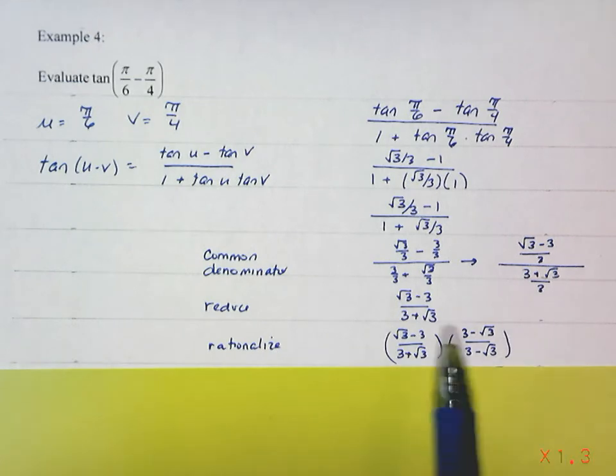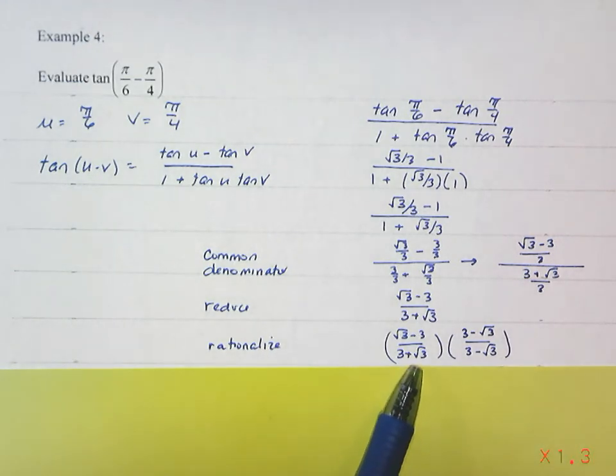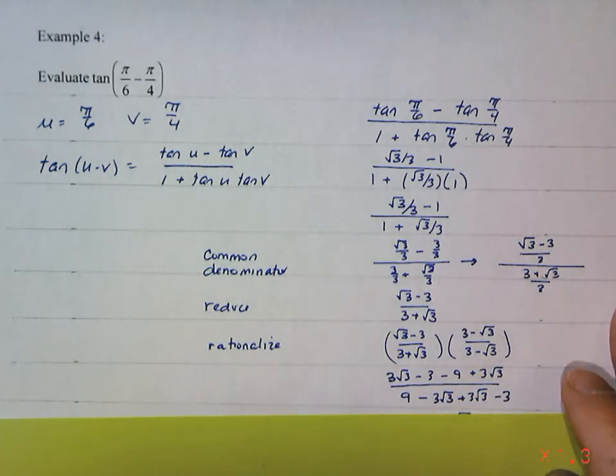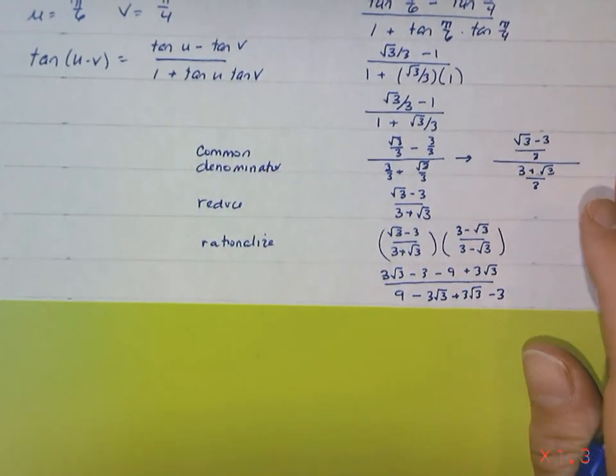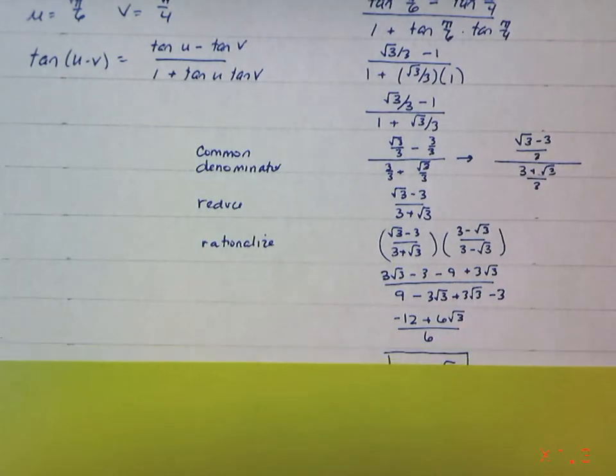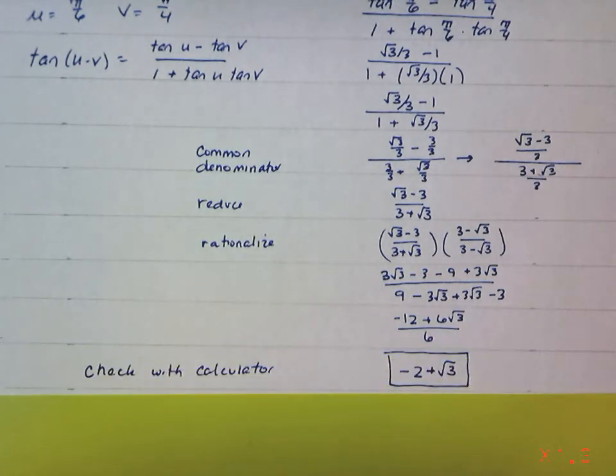I can then rationalize the denominator by multiplying by the conjugate of the denominator. There's all my multiplication. I clean up, combine like terms, and then I simplify. And then I would check it with my calculator to make sure I was right. I have 2 more examples.